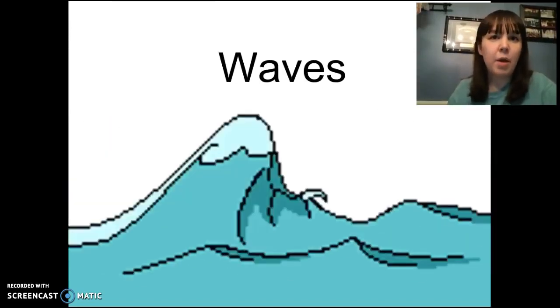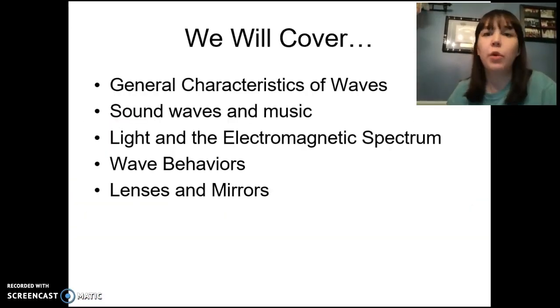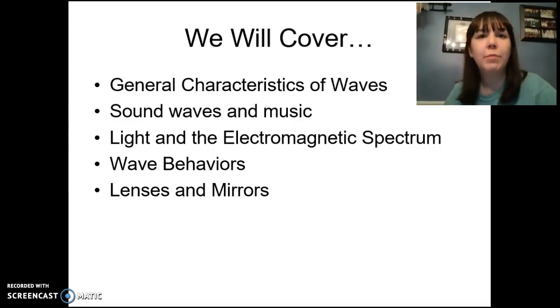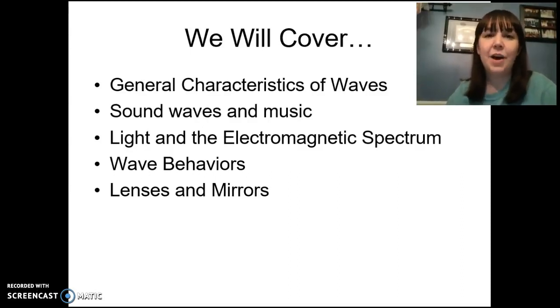In this section, we're going to talk all about waves. We'll be covering just general characteristics of waves. We'll talk about sound waves specifically, and music and how sound wave behavior influences music and sounds. Light and the electromagnetic spectrum, anything from X-rays to gamma rays to microwaves, and how they behave. And we'll talk about general wave behaviors like reflection and bending. And then we'll finish up with lenses and mirrors and how light and other types of waves behave when they encounter these special types of objects.